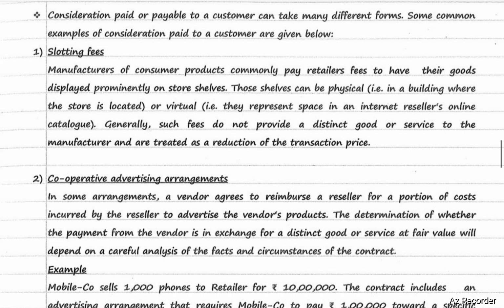Consideration paid or payable to a customer can take many different forms. Some common examples of consideration paid to customer are given below. First one, slotting fees.